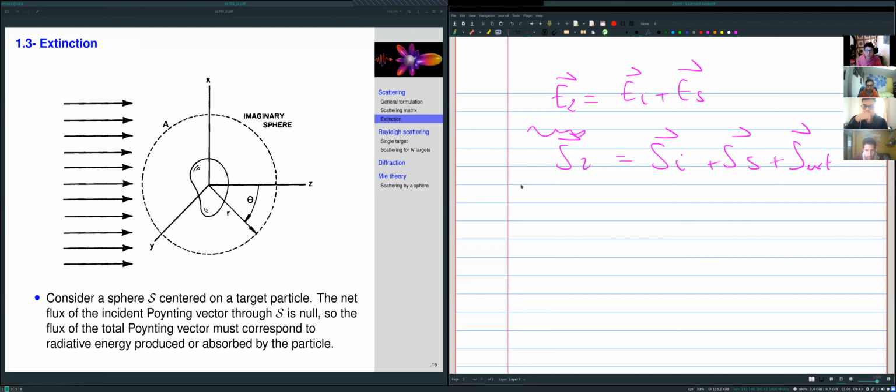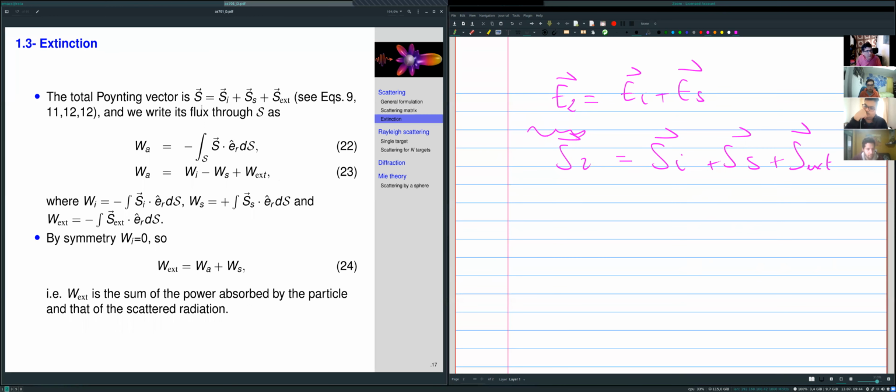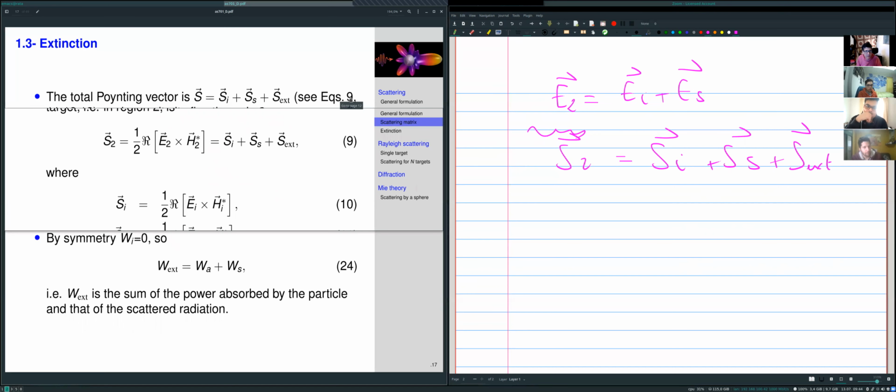Since the flux of the incident field through the sphere is going to be 0, whatever comes out of the flux of S2 through the sphere is going to belong to the scattering effects. So whatever radiation is absorbed by the particle or emitted by the particle, whatever is lost or gained in the interaction. This is what I've just summarized. Equation 9 is where this comes from.